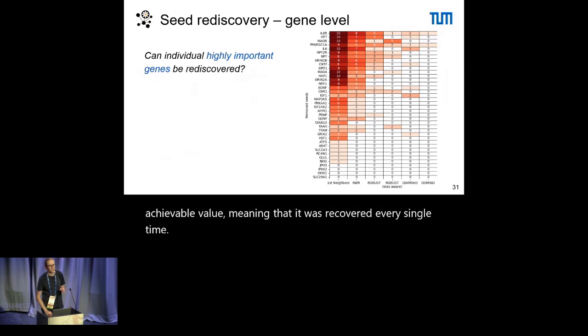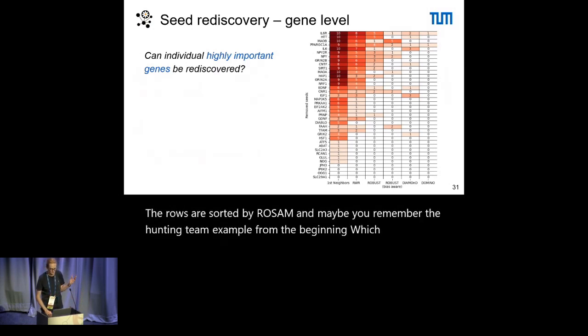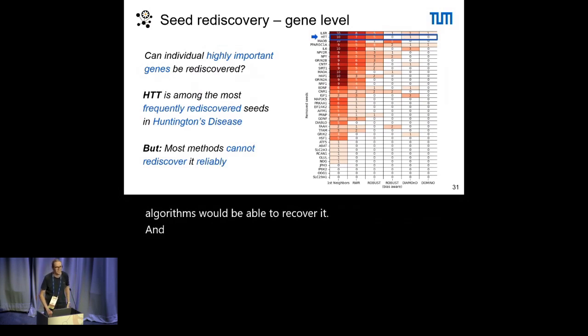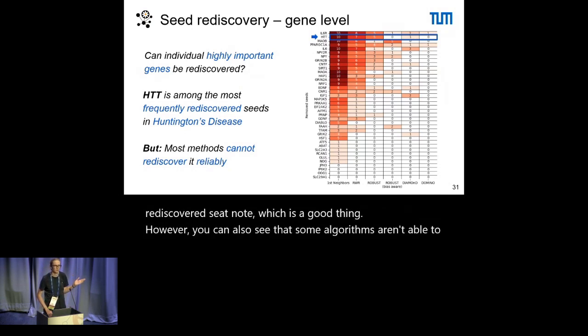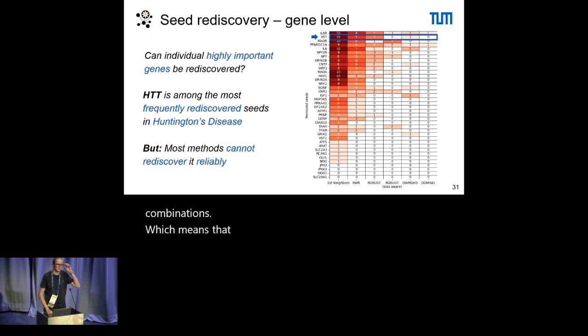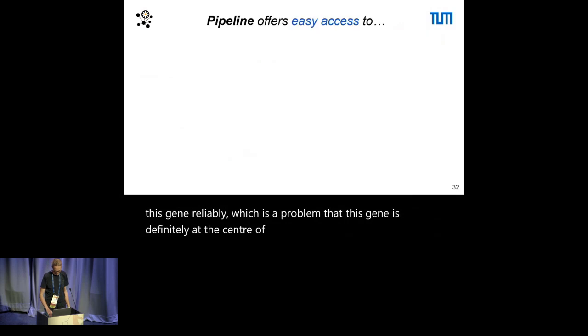The rows are sorted by row sum, and maybe you remember the Huntington example from the beginning, which causes Huntington's disease. Therefore, it would be very nice if the algorithms would be able to recover it. And indeed, Huntington is the second most frequently rediscovered seed node, which is a good thing. However, you can also see that some algorithms aren't able to rediscover it at all, and others only with specific network combinations, which means that overall most methods struggle to recover this gene reliably, which is a problem, as this gene is definitely at the center of the disease.